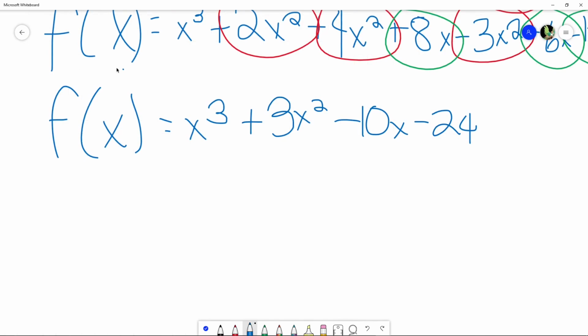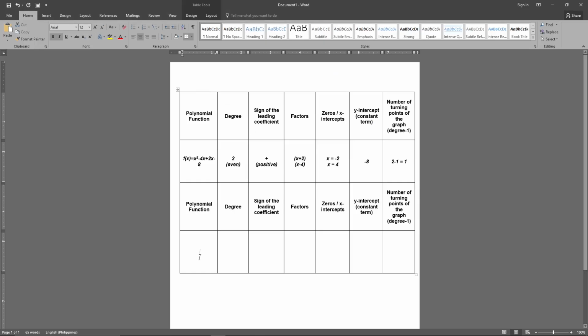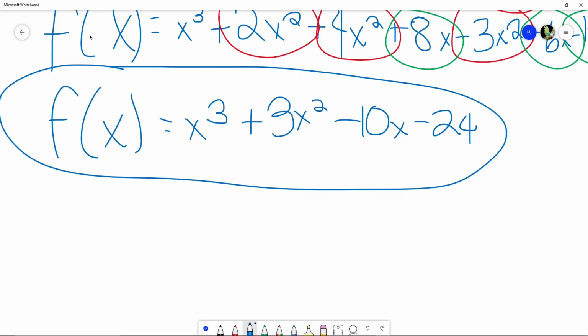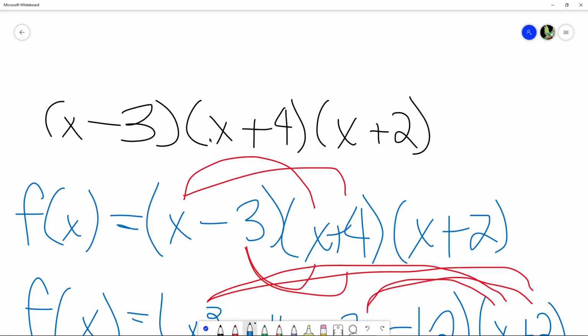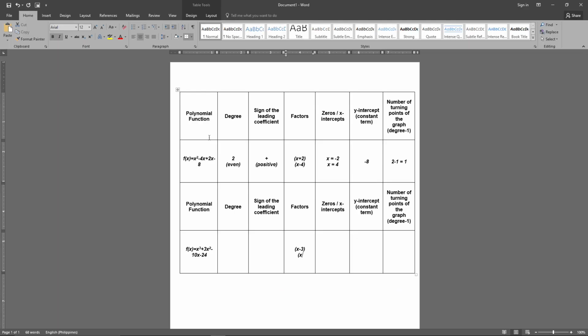So that's our whole polynomial function, and we're going to list it over here as stated below. x to 3 plus 3x raised to 2 minus 10x minus 24. That's the polynomial function. We're going to list our factors, which, if I remember correctly, are, yes, x minus 3, x plus 4, x plus 2. Those are our factors.